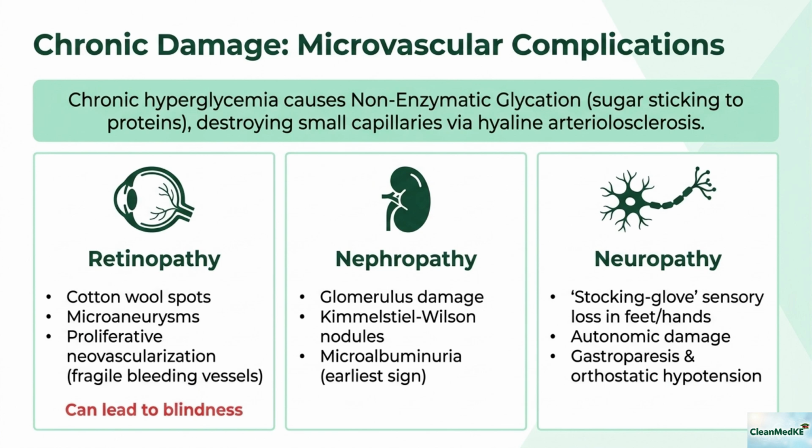Moving to chronic damage. Long-term high sugar causes non-enzymatic glycation, destroying small capillaries. This leads to 3 microvascular complications. Retinopathy causes microaneurysms and fragile new vessels, risking blindness. Nephropathy features glomerulus damage and Kimmelstiel-Wilson nodules, with microalbuminuria as the earliest sign. Neuropathy presents as a classic stocking glove sensory loss, autonomic damage, or gastroparesis.